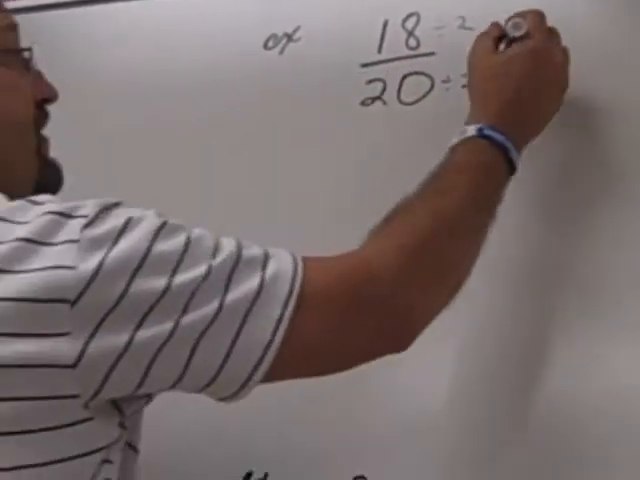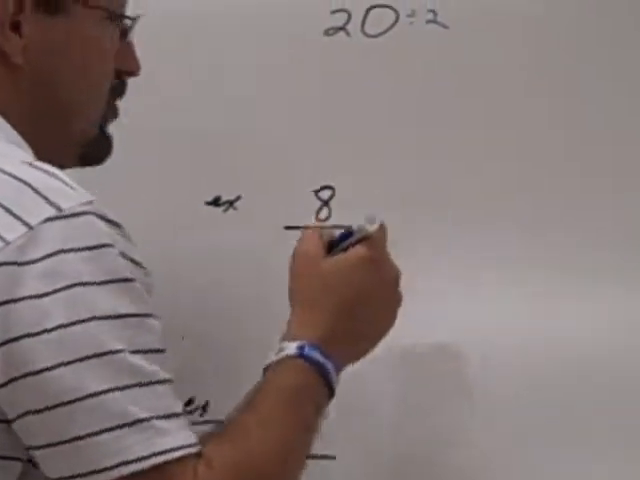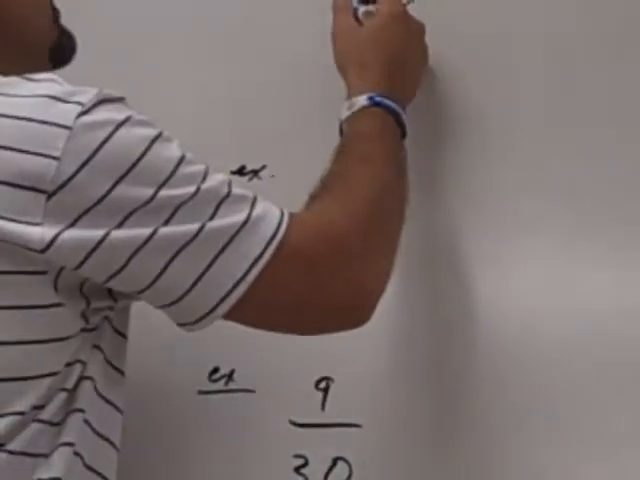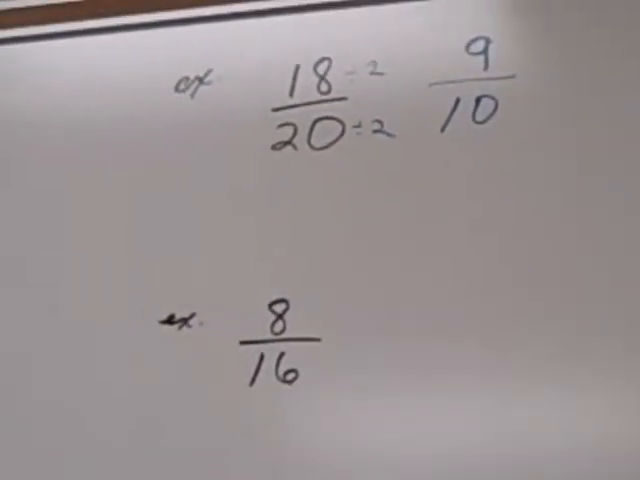Okay, what's 18 divided by 2? 9. Of course, we've got to know our division, don't we? What's 20 divided by 2? 10. Very good.